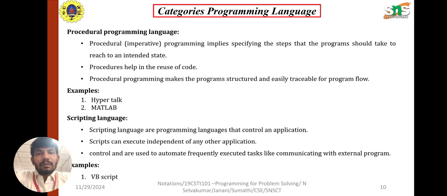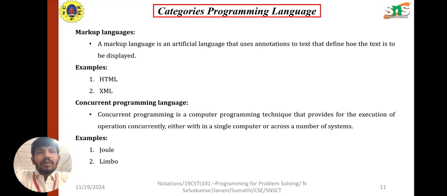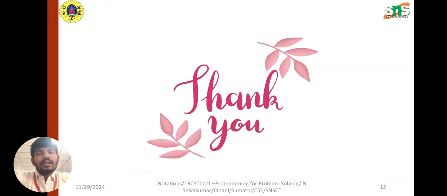Example, VB scripts. Markup languages. A markup language is an artificial language that uses annotations to define how text is to be displayed. Concurrent programming languages. Concurrent programming is a computer programming technique that provides for the execution of operations concurrently, either within a single computer or across a number of systems. So these are the different programming languages, and notation in programming languages and assembly programming languages. Thank you.